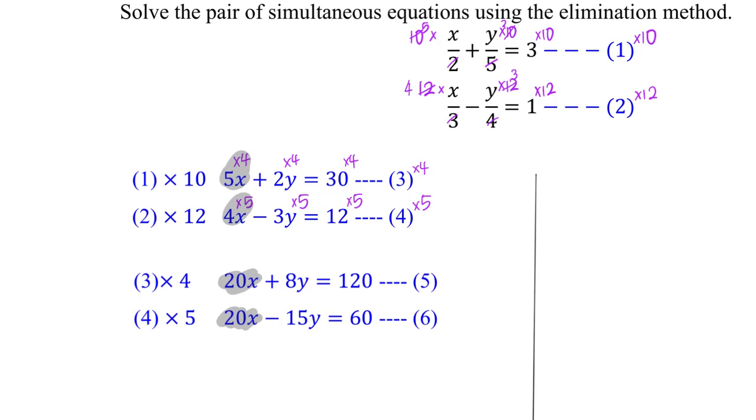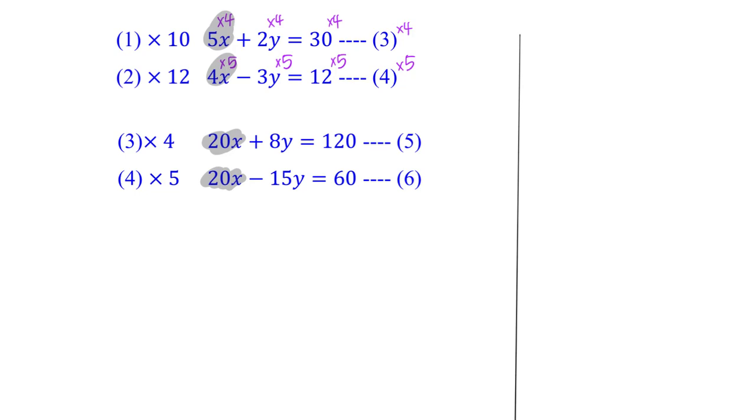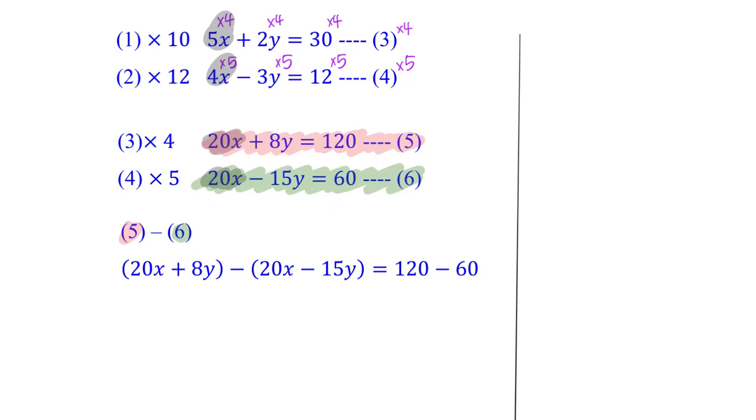And so 20x minus 20x. So you know that the next step Mr. Tan is going to do is, of course, to subtract equation 6 from equation 5. And for here, I'm going to just color code it. So my equation 5 minus equation 6, and this is how it looks like. Equation 5 minusing my equation 6, writing everything in brackets, okay?